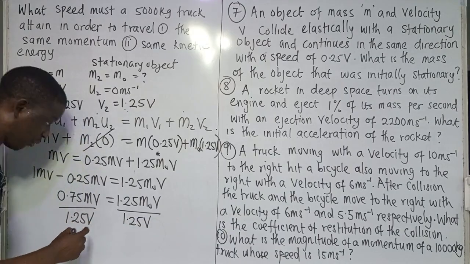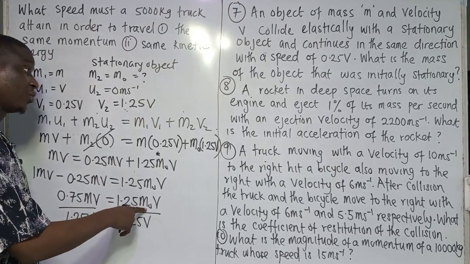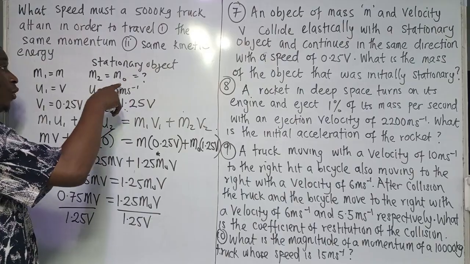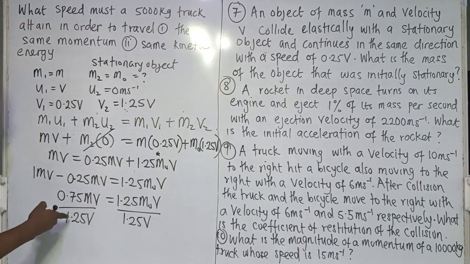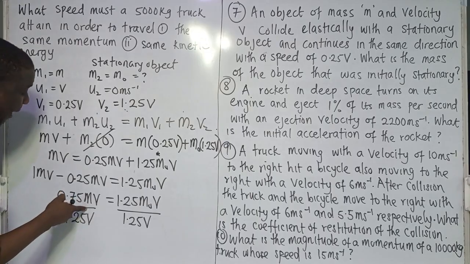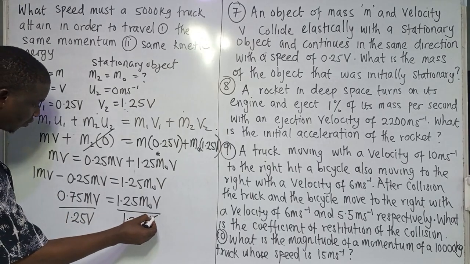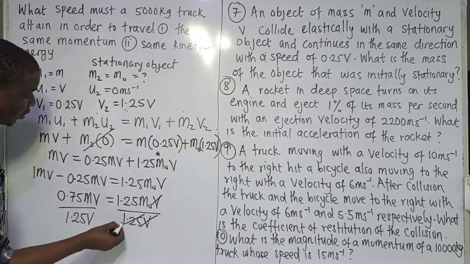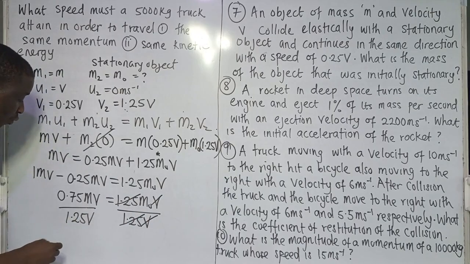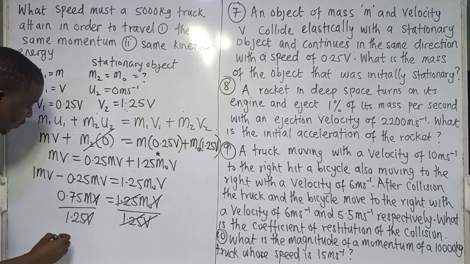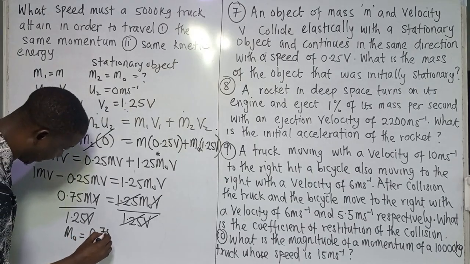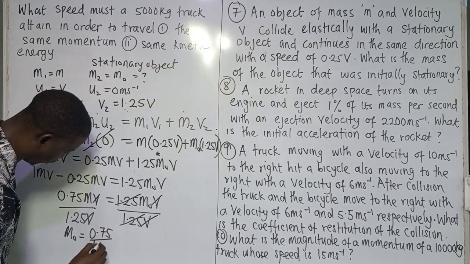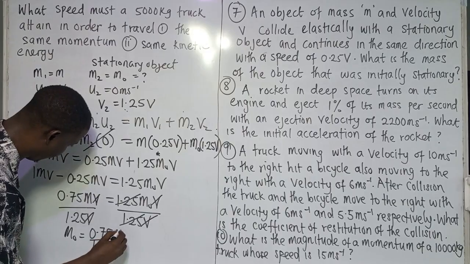1.25 V. So that means our answer will be in terms of what? M0, the stationary mass, the stationary object; we have its answer in terms of M. So this one will cancel this, this one will cancel this, this one will cancel this. So what we would have now, M0 will now be what? 0.75 divided by 1.25 M.